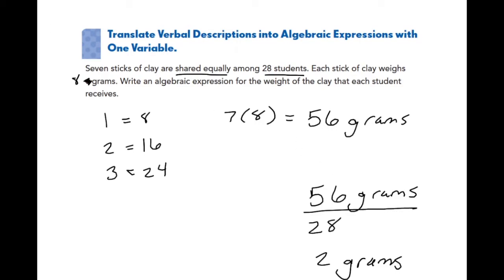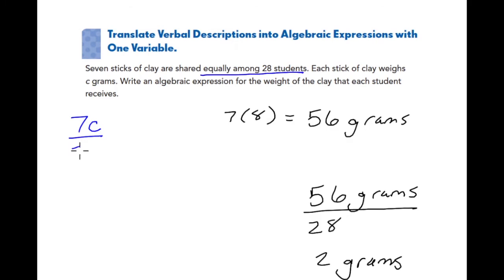Now we're going to look at this problem again, but we are going to get rid of 8 and we'll replace that with C. So I'm going to keep the numerical process over here so we could reference that when we need. And now let's start with what we did originally. We did 7 times 8. So now I have 7 sticks of clay, and each stick weighs C grams. To find the total weight, that would be 7 times C. And then we're going to divide that, or split it up equally, amongst 28 students. So I'm going to divide 7C by 28.